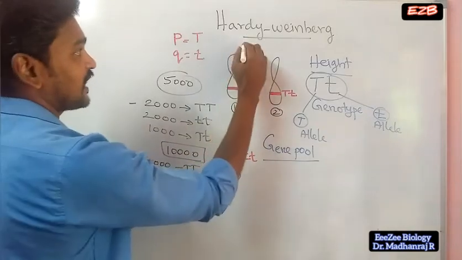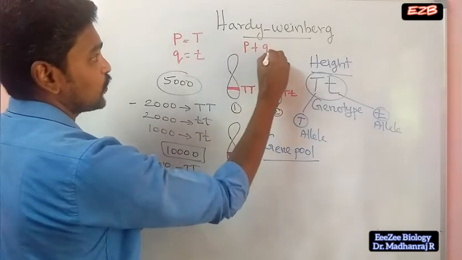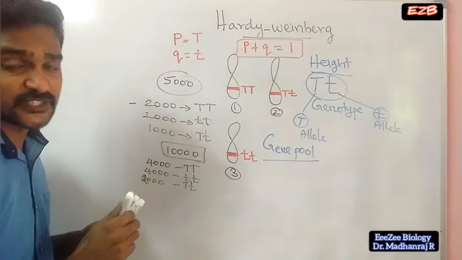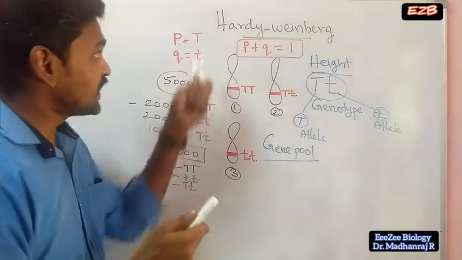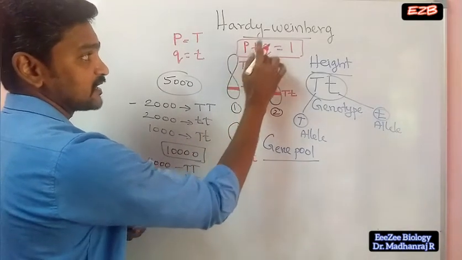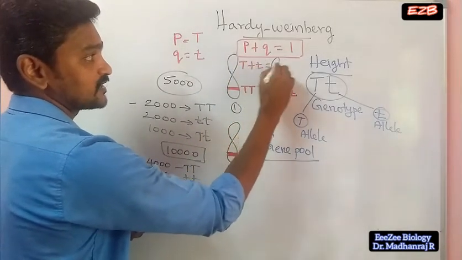So we can write it as P plus Q equals 1. This is the equation for allelic frequency. P will be the dominant allele, and Q will be the recessive allele. P plus Q is equal to 1.